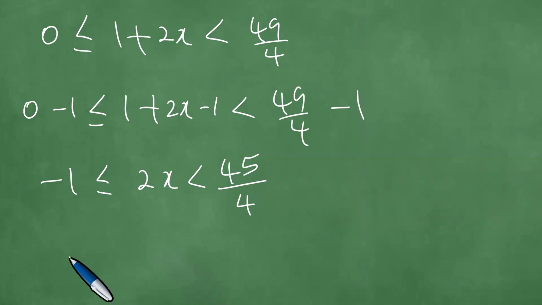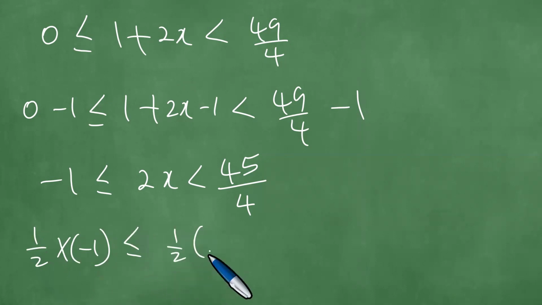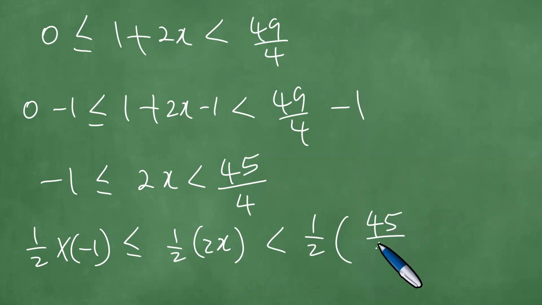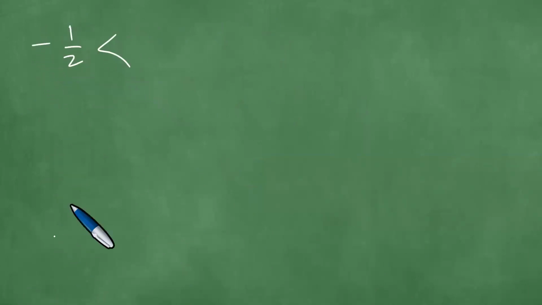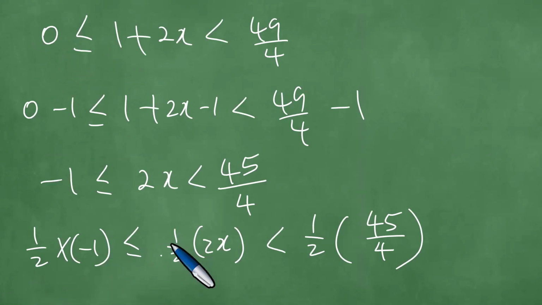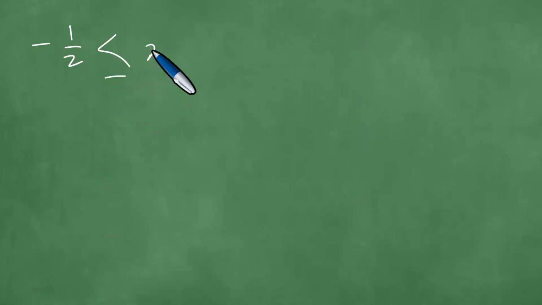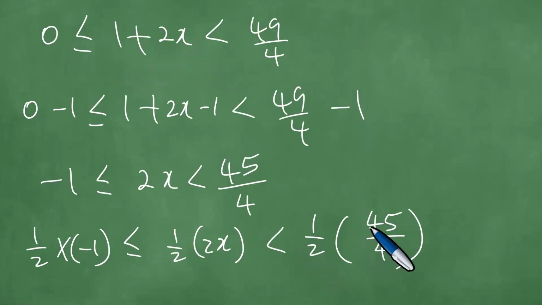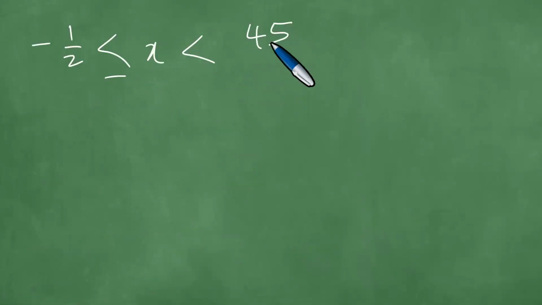When you get to this point, one very important thing is to multiply by 1/2. Multiplying the left, you take 1/2 and multiply 2x by 1/2. But also, you take 1/2 and multiply 45/4, like so. So we multiplied each of these by 1/2, getting minus 1/2 on the left, less than or equal to x in the middle, which is less than exactly 45/8. And so we have solved this particular problem, and this is the answer we got.